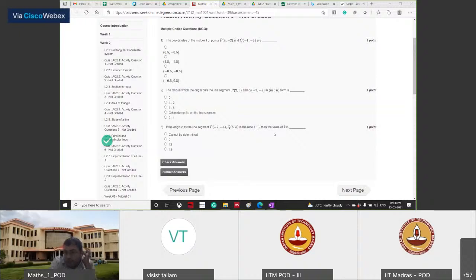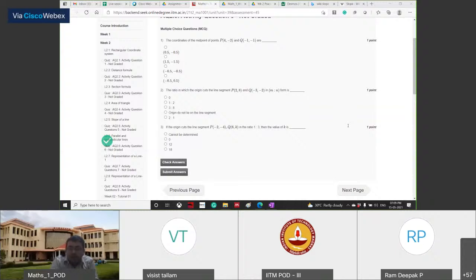So yeah, Ram Deepak, can you switch on your microphone? Is that possible? Yes, sir. So this question you are talking, if the origin cuts the line segment p minus 2 comma minus 4. I'm sorry, sir, it's question number 2. The ratio in which the origin cuts the line segment. Yes, sir. So yeah, what was the doubt? So the answer is origin does not lie on the line segment, but I don't know how it came, sir.